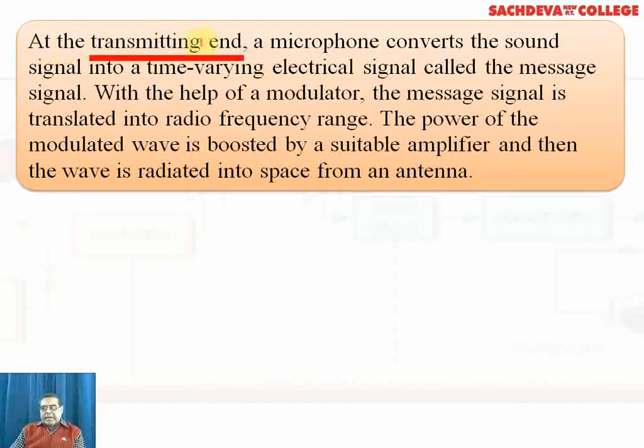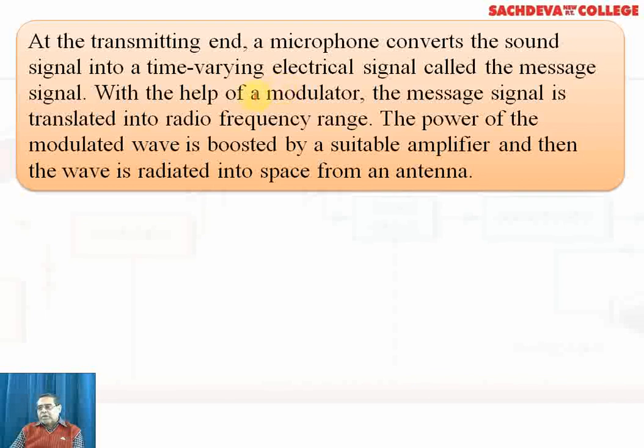At the transmitting end, a microphone converts the sound signal into a time-varying electrical signal called the message signal. With the help of a modulator, the message signal is translated into the radio frequency range. The radio frequency is nearly 10 to the power 13 Hertz.